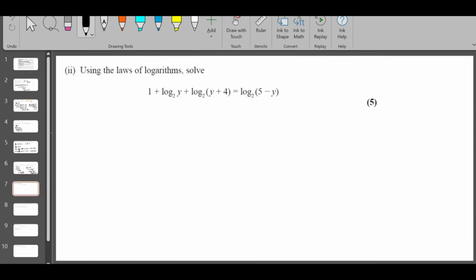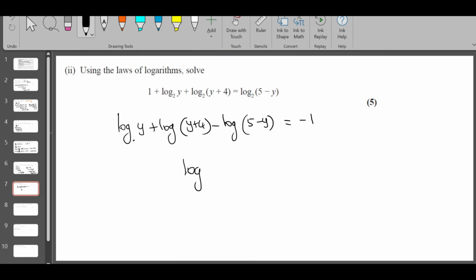Part b now. Use the laws of logarithms to solve this equation. Whenever they ask you to solve a logarithmic equation, step number 1 is to push all the logarithms to the same side of the equation. So log y plus 4 minus log 5 minus y is equal to, I'm going to push the number 1 to the other side. Combine the logarithms into a single logarithm. Okay, the bases are 2. If they are positive, you multiply them. Negative, you divide them.